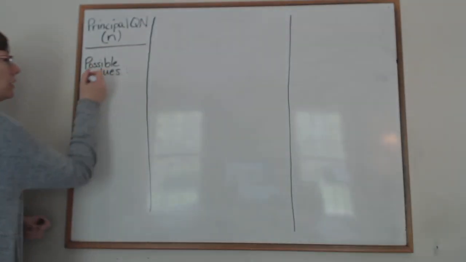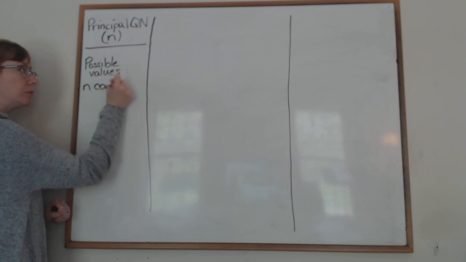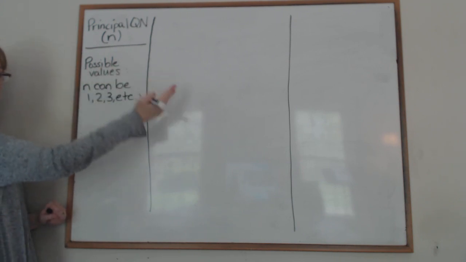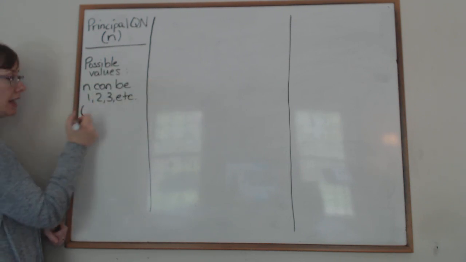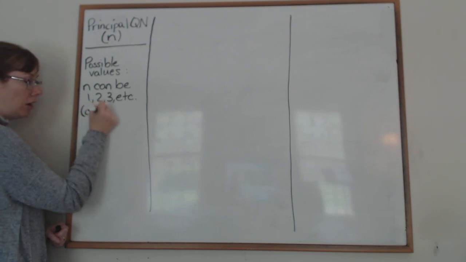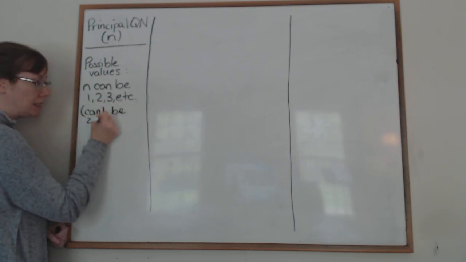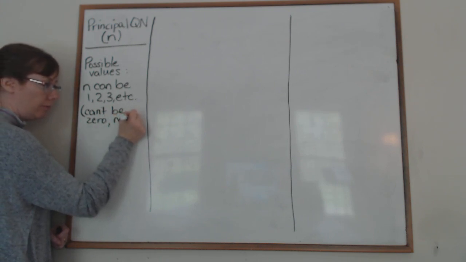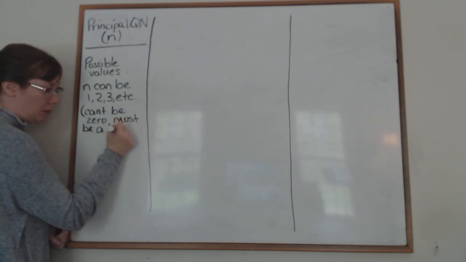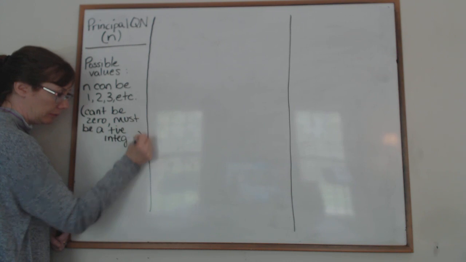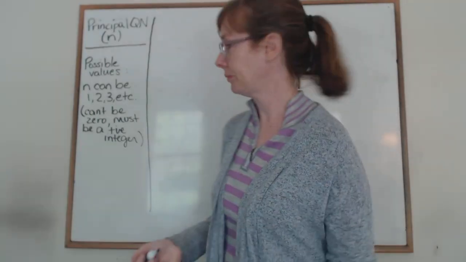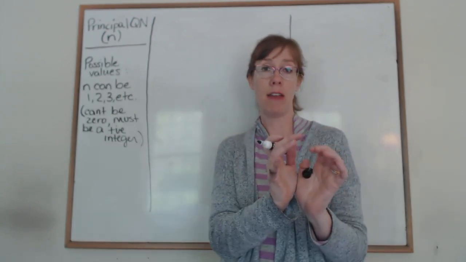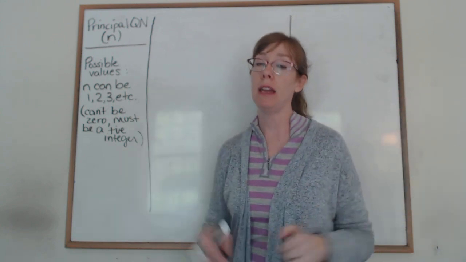So the possible values for N is that N can be 1, 2, 3, etc. And it can go to infinity. But essentially what I'm saying is that N cannot be 0. And it must be an integer, a positive integer. A positive whole number. So 1, 2, 3, etc. are the values that N can be. So you can have orbitals that have an N equals 1. You can have orbitals that have N equals 2. You can never have orbitals that have an N equals 0.